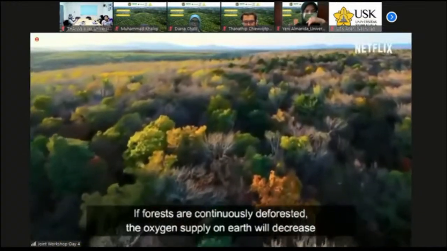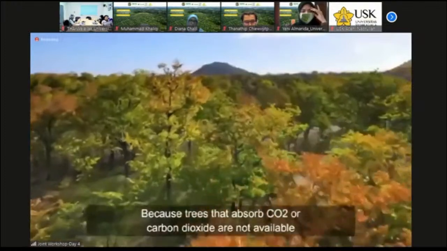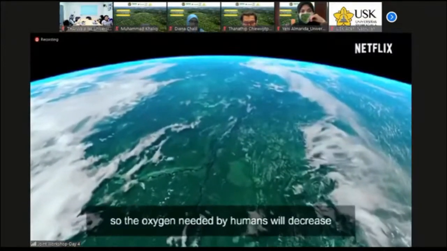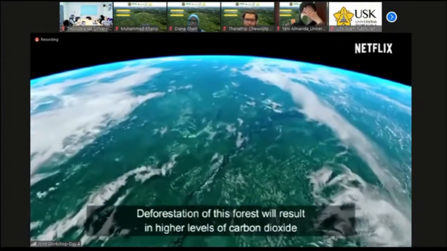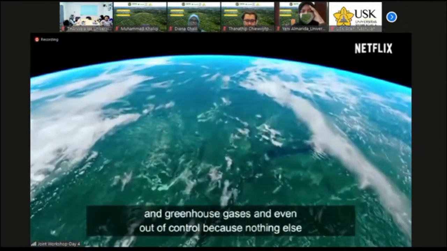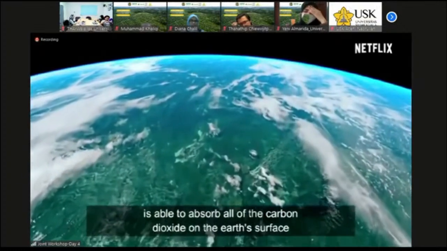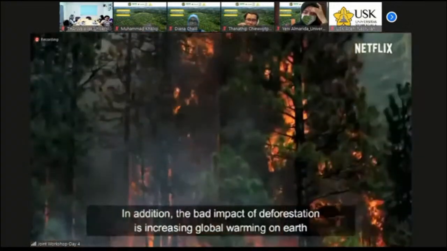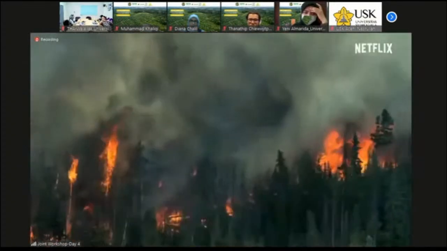If forests are continuously deforested, the oxygen supply on Earth will decrease because the trees that absorb carbon dioxide are not available. So the oxygen needed by humans will decrease. Deforestation of these forests will result in higher levels of carbon dioxide and greenhouse gases, even out of control, because nothing else is able to absorb all of the carbon dioxide on Earth's surface. In addition, another bad impact of deforestation is increasing global warming on Earth due to damage to the forest ecosystem and deforestation.